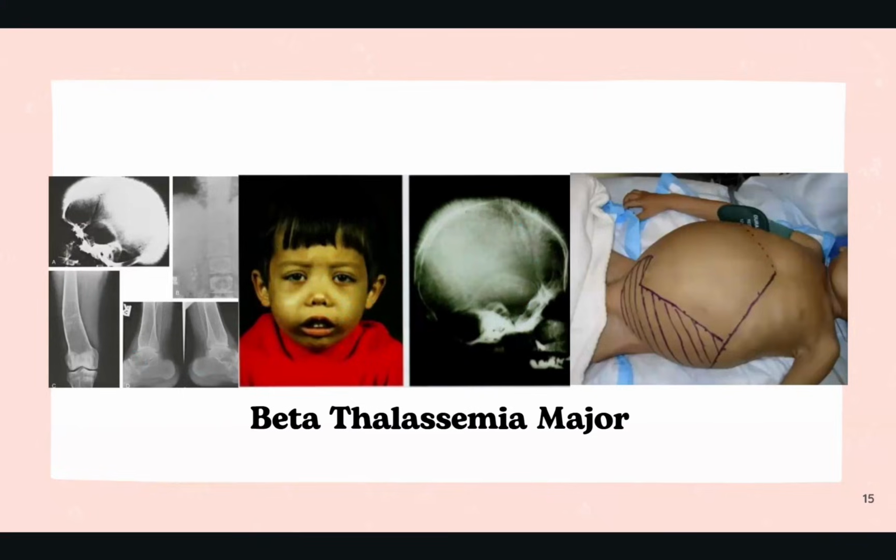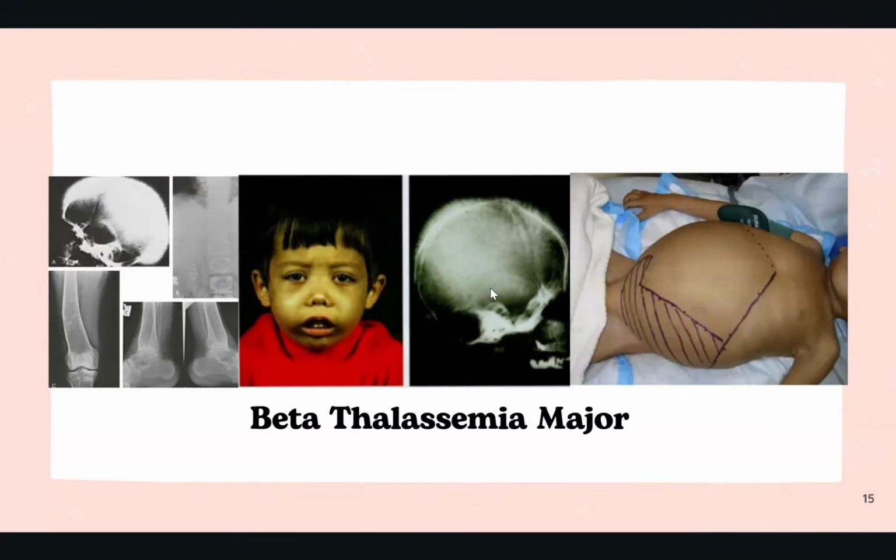Hair on end, yes, perfect. So this is hair on end appearance, which is seen in skulls and also in some other bones. You can see in here as well, hair on end appearance. And here, as you can see, the patient's abdomen is very distended. Can anyone tell me what is going on here?